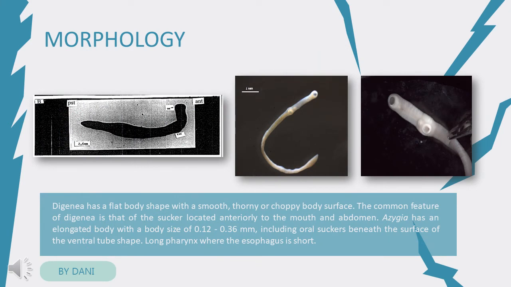Digenea has a flat body shape with a smooth, thorny or tubby body surface. The common feature of Digenea is the sucker located anteriorly at the mouth and abdomen. Azygia has an elongated body with a body size of 0.12 to 0.36 mm, including an oral sucker beneath the surface of the ventral sucker, and a long pharynx, where the esophagus is short.